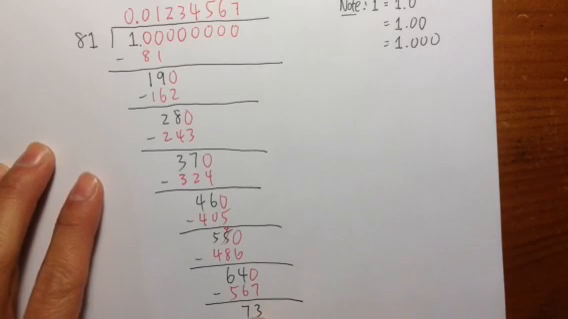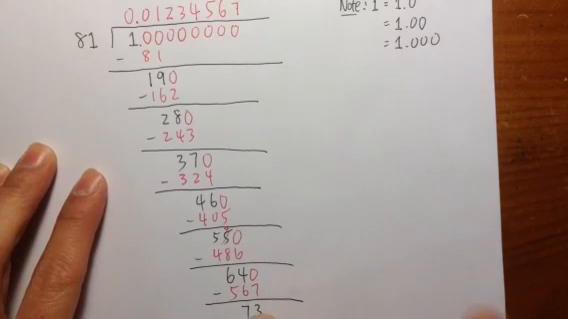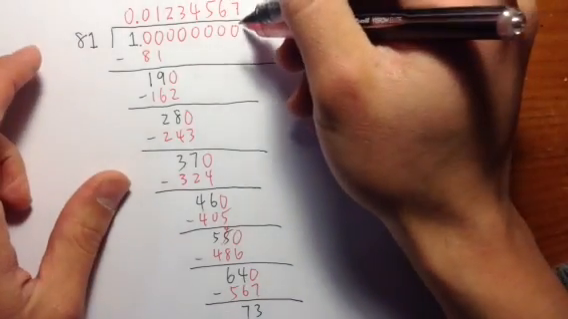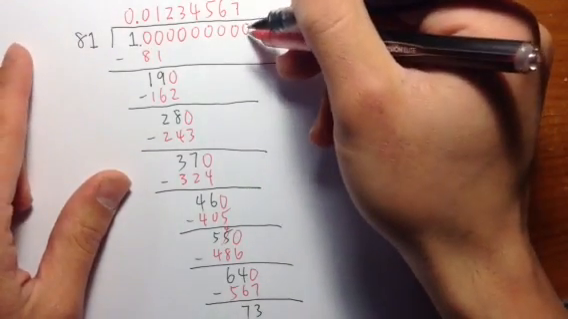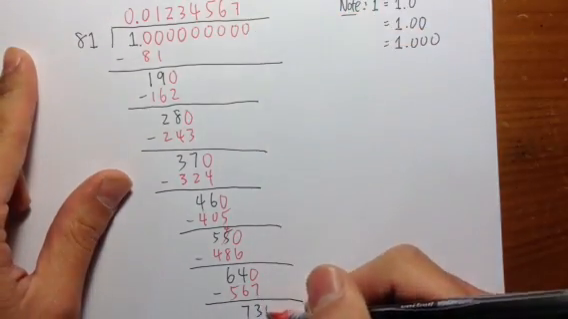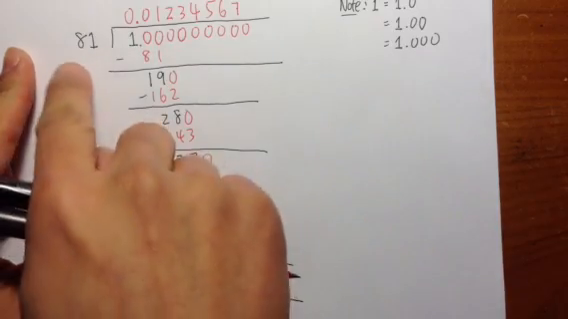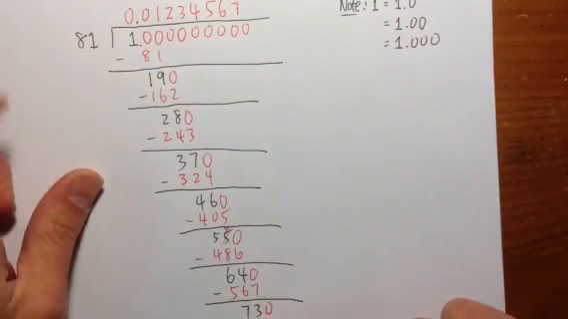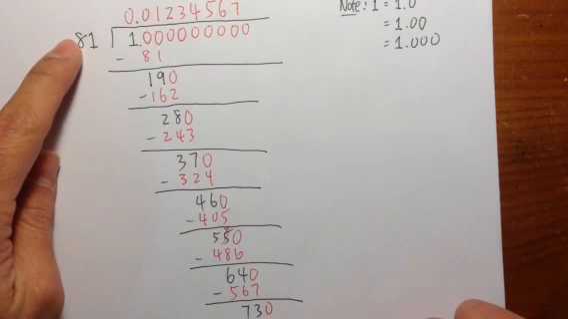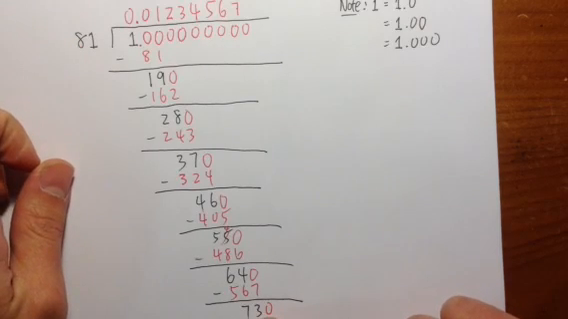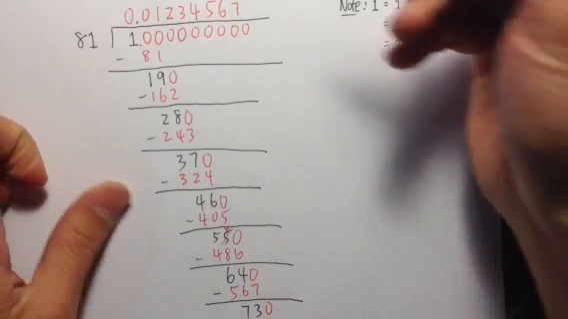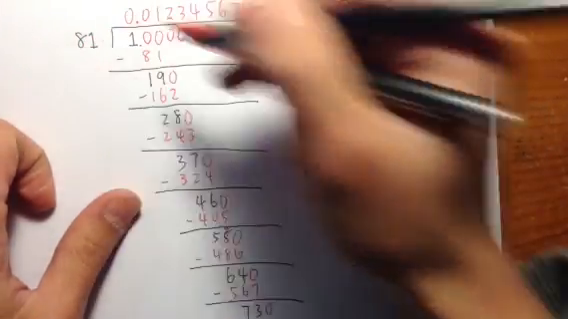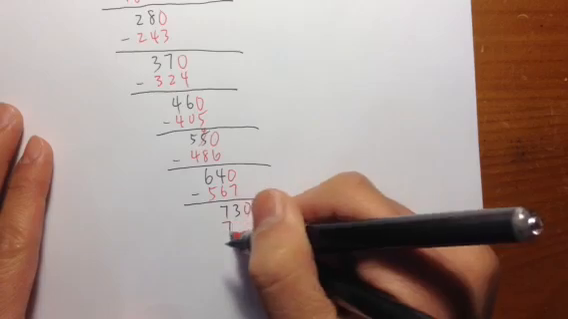So I have an 83 right here. I have a 73 right here. I'll need to put a 0 down here and then drag this 0 all the way to here. And I'm looking at 81 and 730. 81 goes into 730 9 times. 9 times 81 gives you 729.